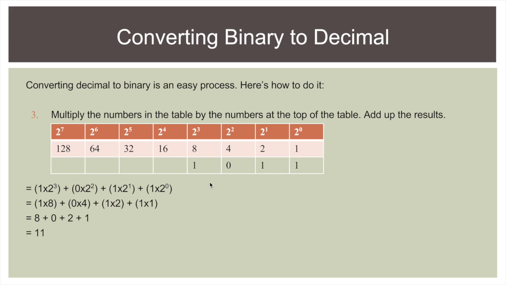And all we do is our maths. 1 times 2 to the 3, 0 times 2 to the 2, 1 times 2 to the 1, 1 times 2 to the 0. Add that up, and you get 8 plus 0 plus 2 plus 1, which equals 11. Very simple.